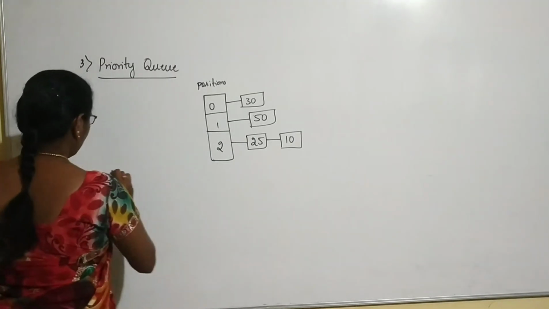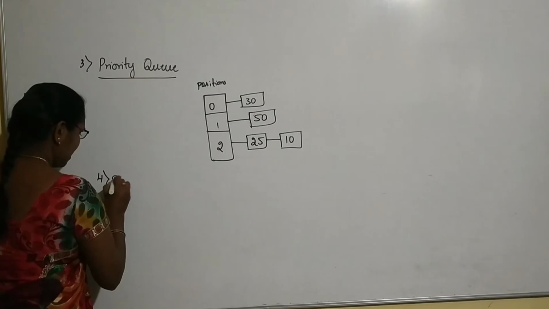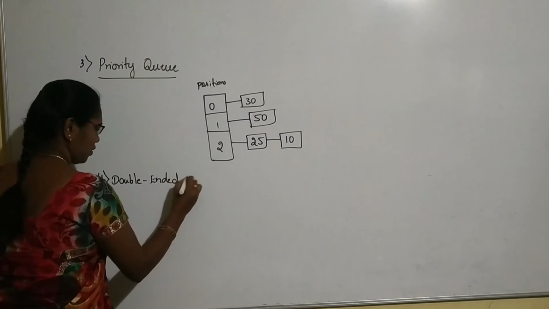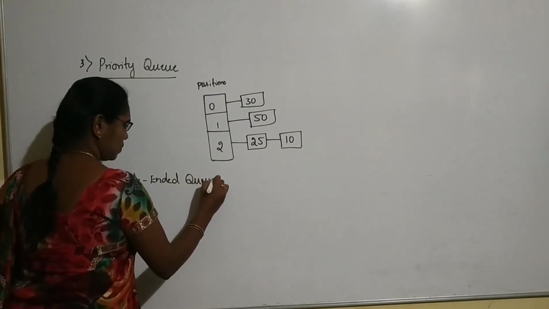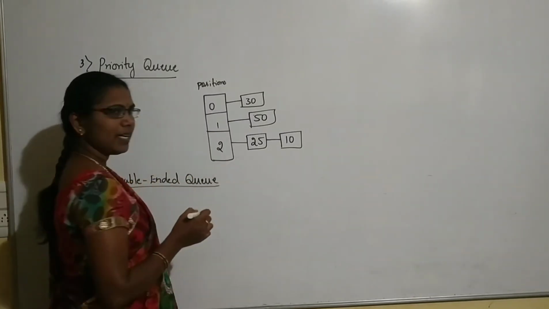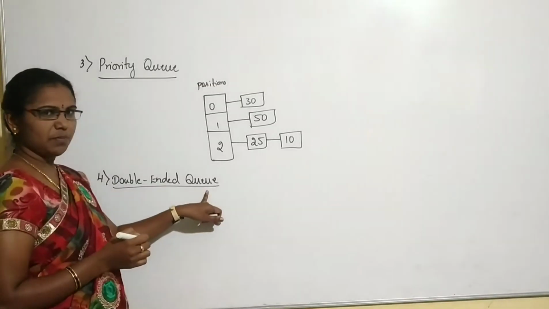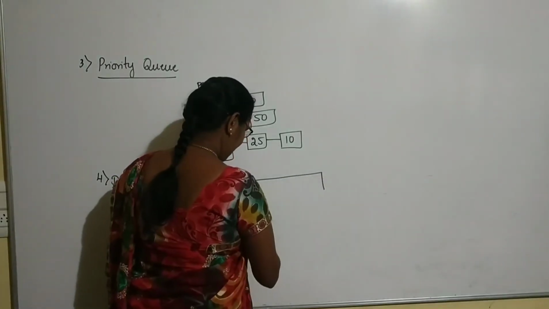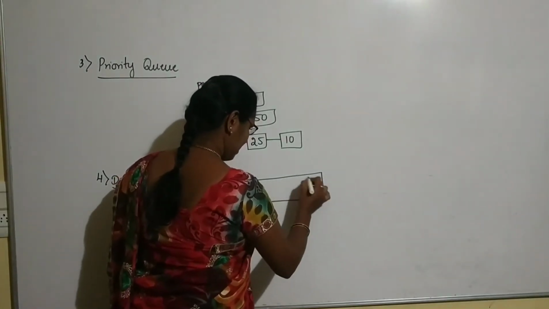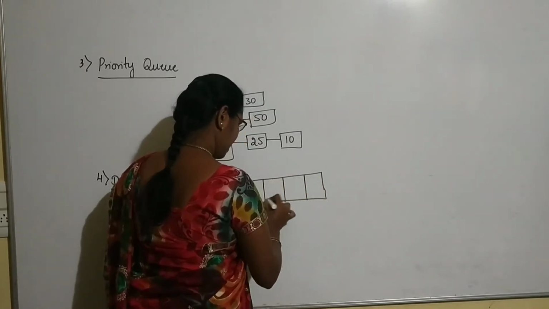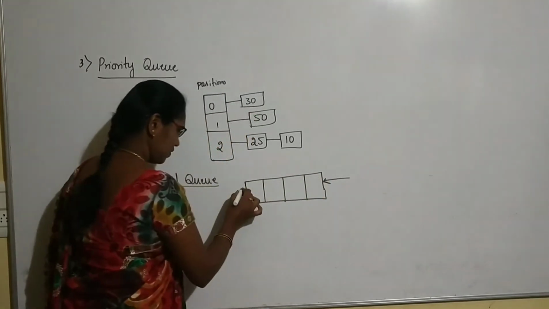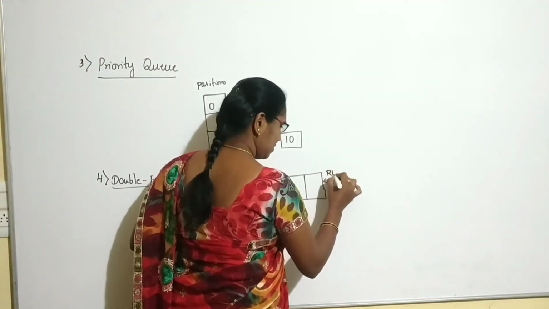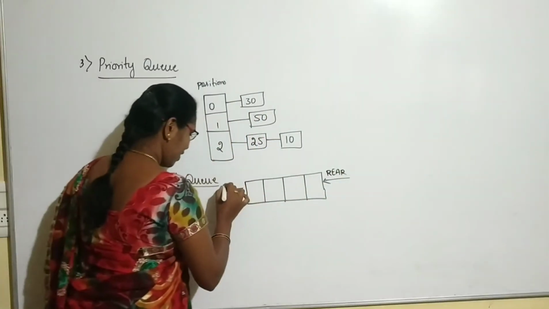Next, we go for the double-ended queue as the fourth type of queue. Double-ended queue. So, what is a double-ended queue? What does it indicate? See, double-ended queue. A queue has two ends, right? Already we know a queue has two ends. This is one end and this is another end. Generally, this end we call the rear end. This end we call the front end.